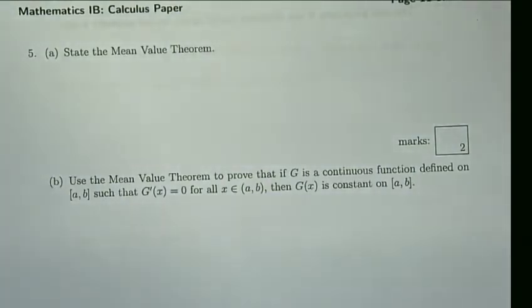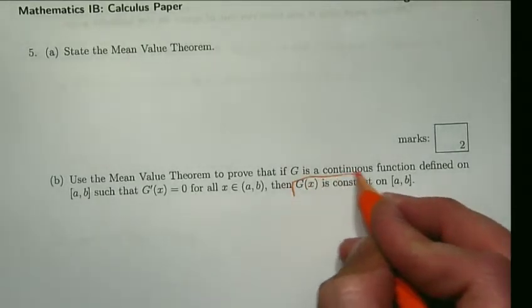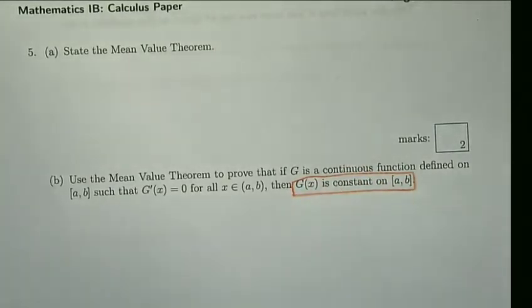Use the mean value theorem to prove that if g is a continuous function defined on the closed interval [a, b] such that g'(x) is 0 for all x in (a, b), then g(x) is a constant on [a, b]. Okay. So the first part to proving anything is to know what the beginning is and what the end is. We need to know what information was given to begin with that we can just assume is true, and what is the final endpoint that we're aiming for. This is the end. g(x) is constant on [a, b]. That's my goal.